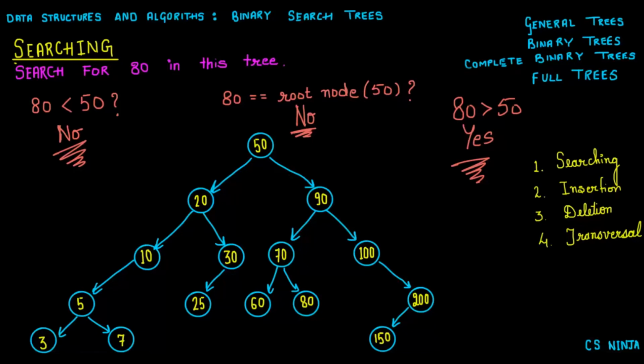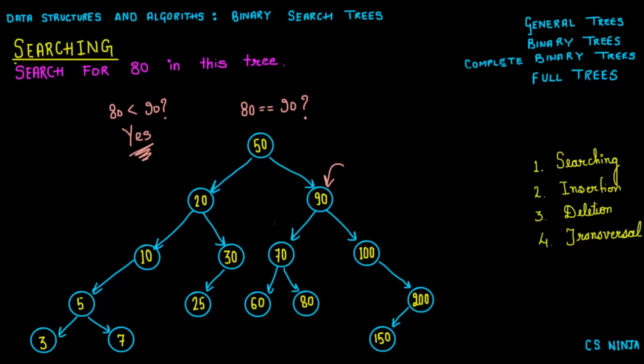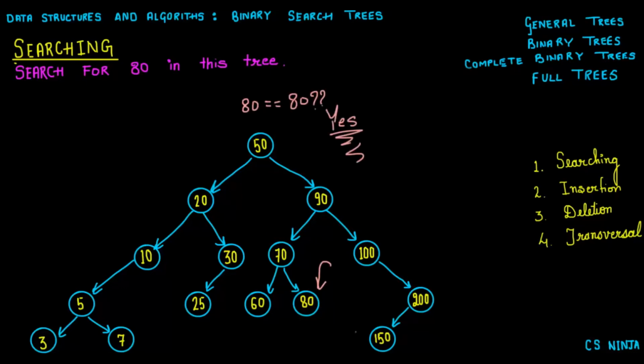That means the element we are searching for lies in the right subtree of the root node. And we perform the same action here on 90. Again we ask these 3 questions, and in this case 80 is less than 90. So the element we are searching for must lie in the left subtree. Again we check with 70, 80 is greater, we go right. Now at 80, 80 equals 80. So we have found the element we are searching for. So that's really how you search for an element in a tree.